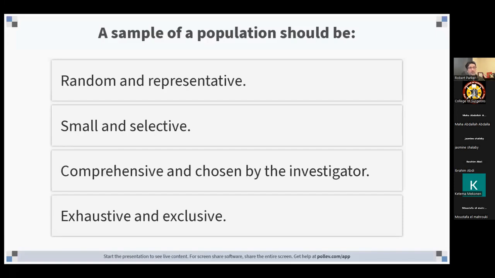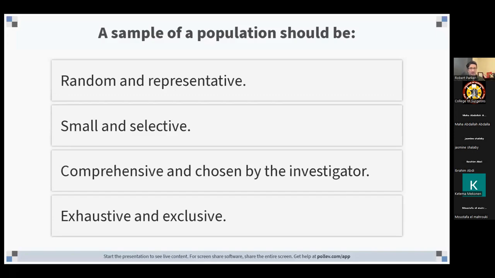A sample of a population should be random and representative, small and selective, comprehensive and chosen by the investigator, or exhaustive and exclusive. So I'll give you a minute. There's a little timer over there. So try to select soon. You get more points if you act quickly.